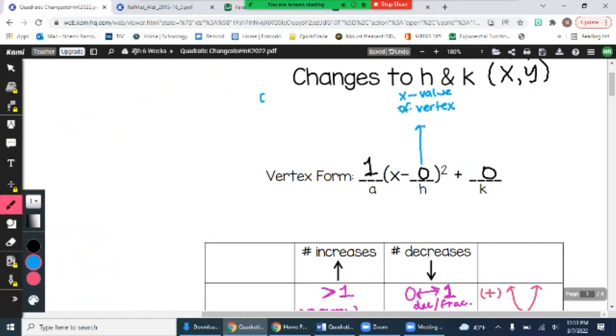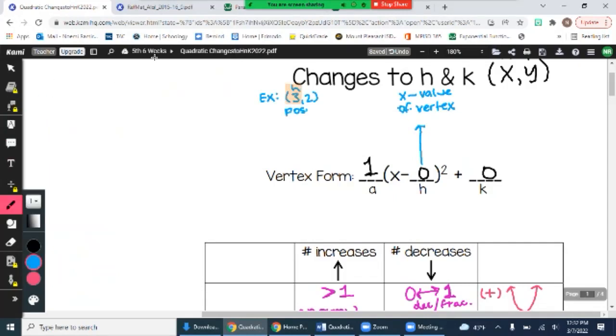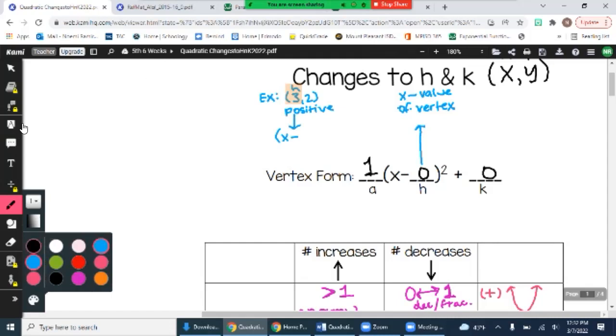But let's take two different types of examples. First example, if we have a positive 3, 2, this is if my vertex is 3, 2, where h is a positive number, when I plug it into x minus, it has no effect on this minus sign. You simply insert the number and everything else stays the same. So it would be x minus 3 squared.